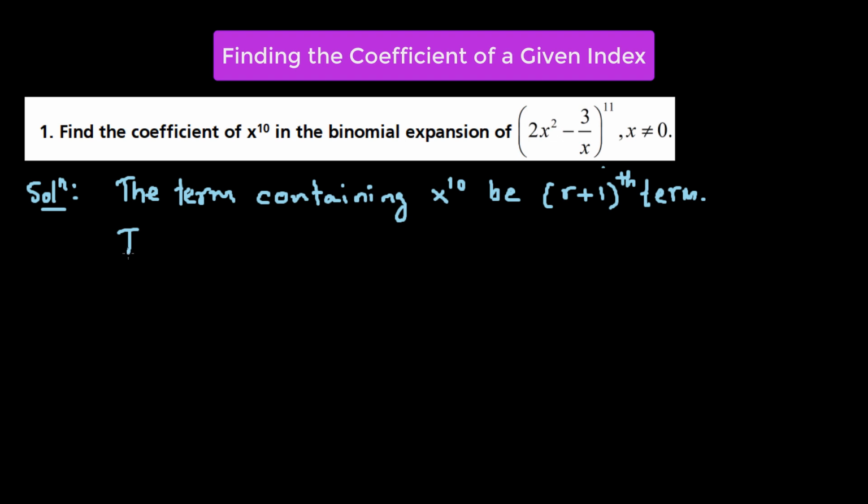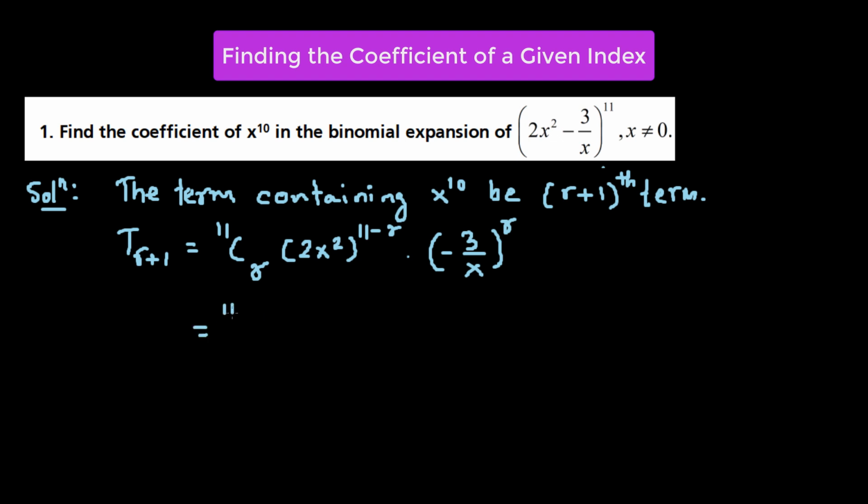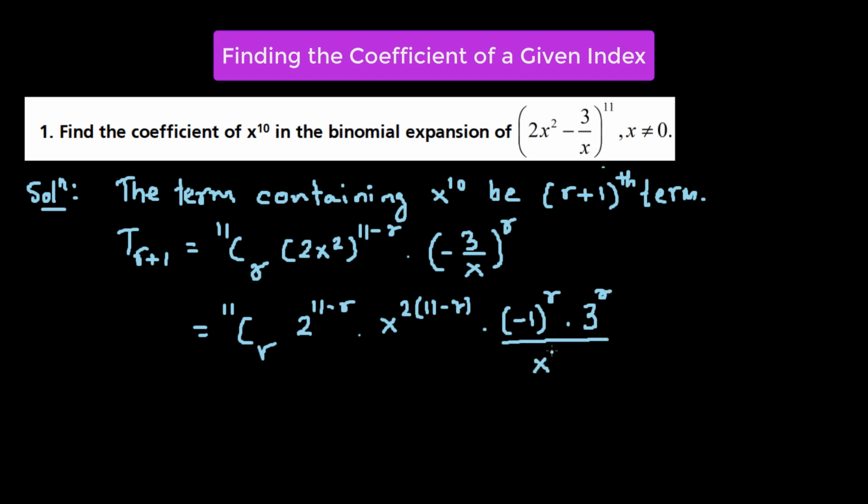Now we try to find out the general term corresponding to the r plus 1th term, and that will be equal to 11cr times the first term, which is (2x squared) raised to the power 11 minus r, times the second term, which is (negative 3 over x) raised to the power r. This will be equal to 11cr times 2 raised to the power 11 minus r times x raised to the power 2 times (11 minus r) times negative 1 raised to the power of r times 3 raised to the power of r divided by x raised to the power of r.